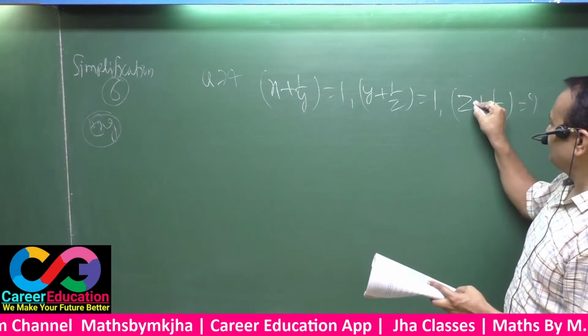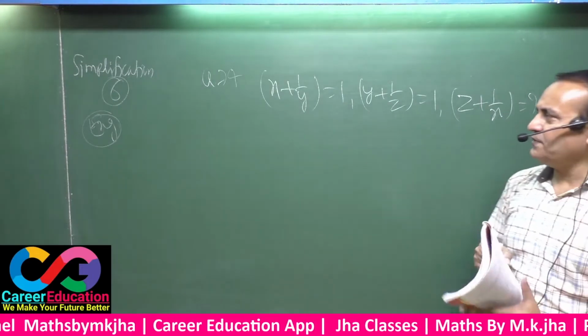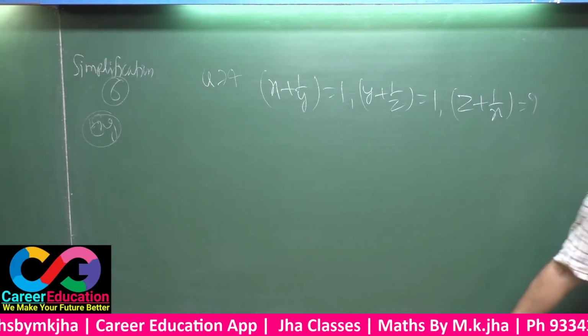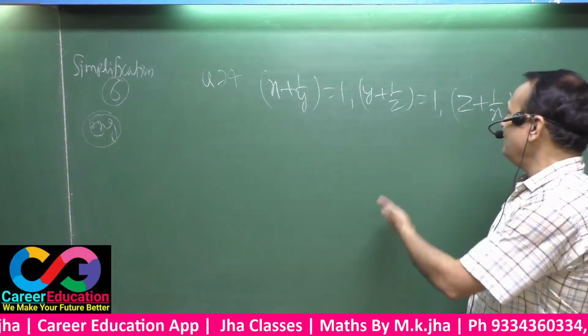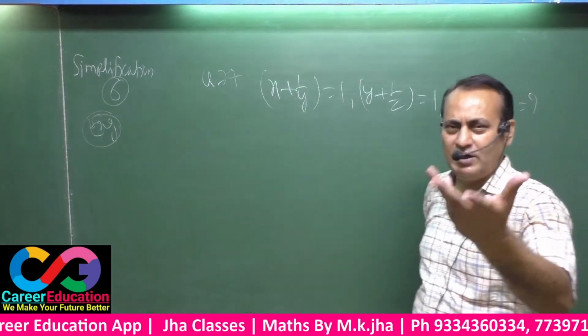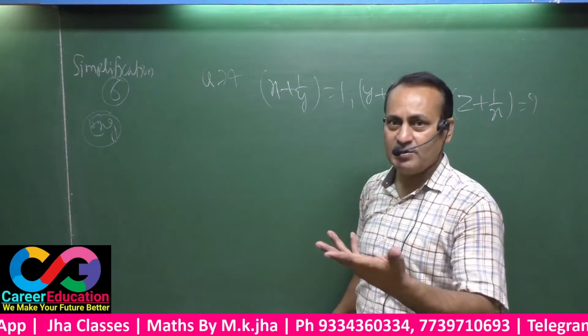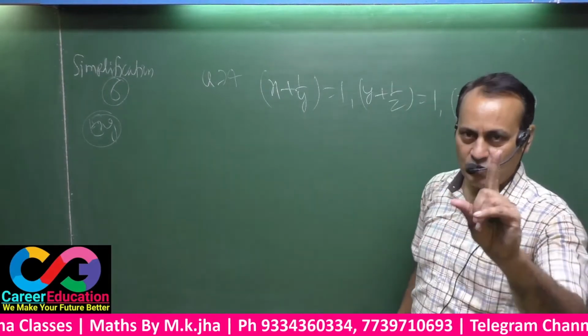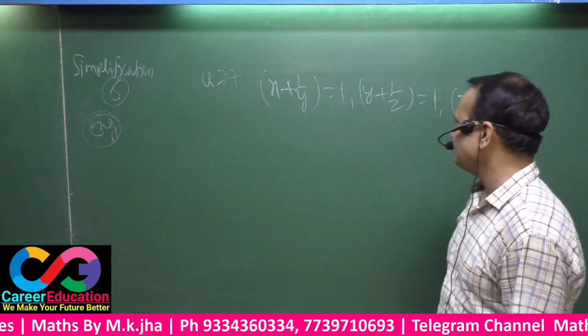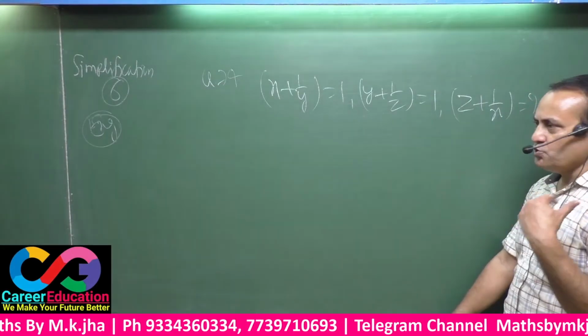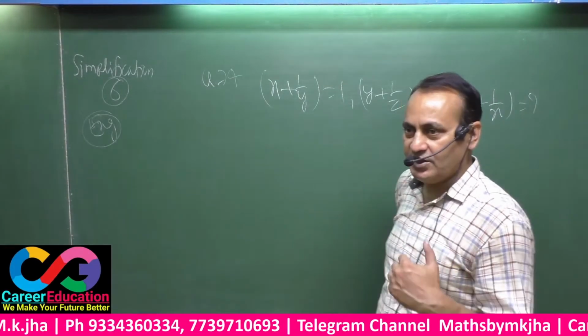See, since x plus 1 by y equals to 1, y plus 1 by z equals to 1, z plus 1 by x must be equal to 1, it appears. That means if you go through the guessing method, certainly the answer must be equal to 1. Okay, see here. Now the situation will be solved just like this.